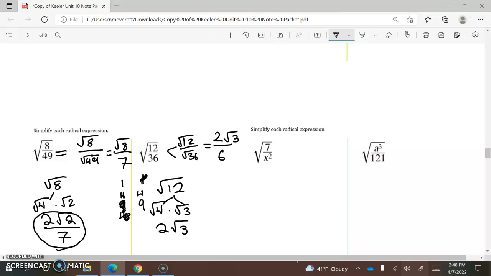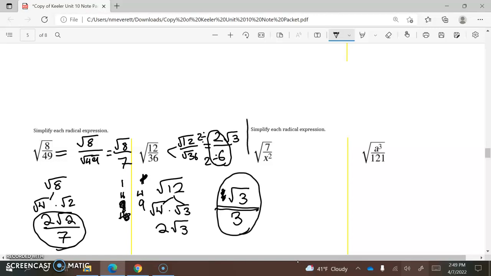Now, 2 over 6 as a fraction, I can simplify this down. I can divide both of these by 2. So I'm going to divide both by 2. 2 divided by 2 on top is 1, with the square root of 3. Over 6 divided by 2 on the bottom is just left with 3. And at this point, you don't even have to write the 1. You're just left with the square root of 3 over 3. Okay?